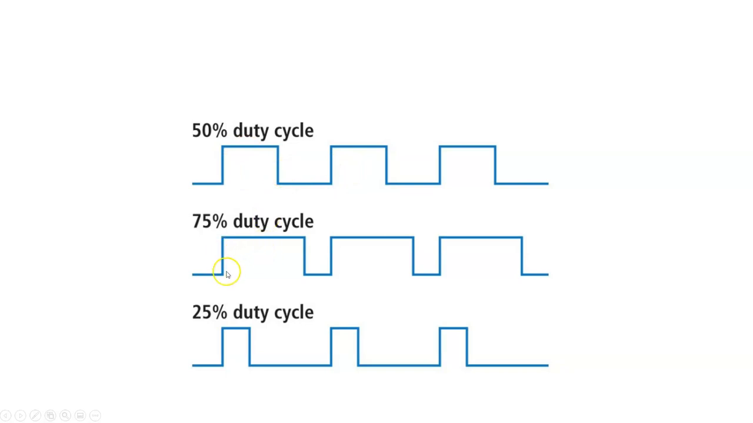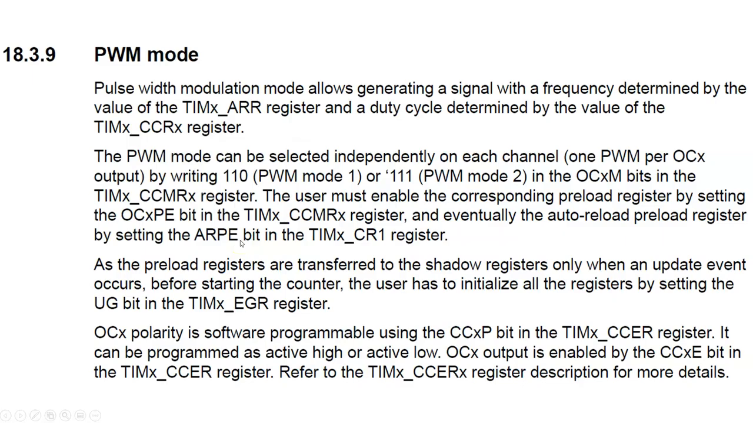If I have ARR as 1000 and the CCR register as 750, I get 75% duty cycle. Similarly, if I have CCR as 250 and the ARR as 1000, I'd get a 25% duty cycle. And depending on what I want, I can set whatever duty cycle I want. That's the basic premise of the PWM mode.